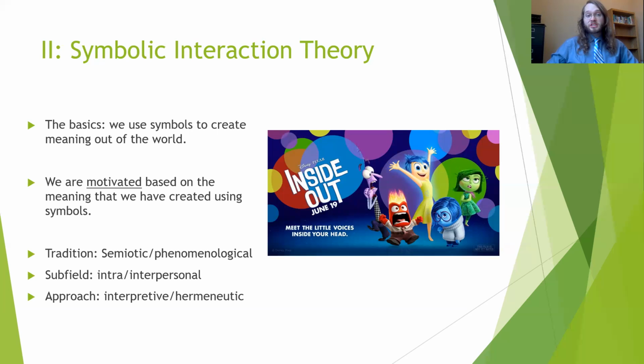Symbolic interaction theory suggests we're motivated based on the meanings that we've created using symbols. And as I talked about last week, the theories come from traditions, subfields, and approaches. So this is semiotic and phenomenological, intra and interpersonal communication, meaning that it's with yourself or with another person, and both an interpretive and hermeneutic approach that attempts to understand and create meaning out of our experience.